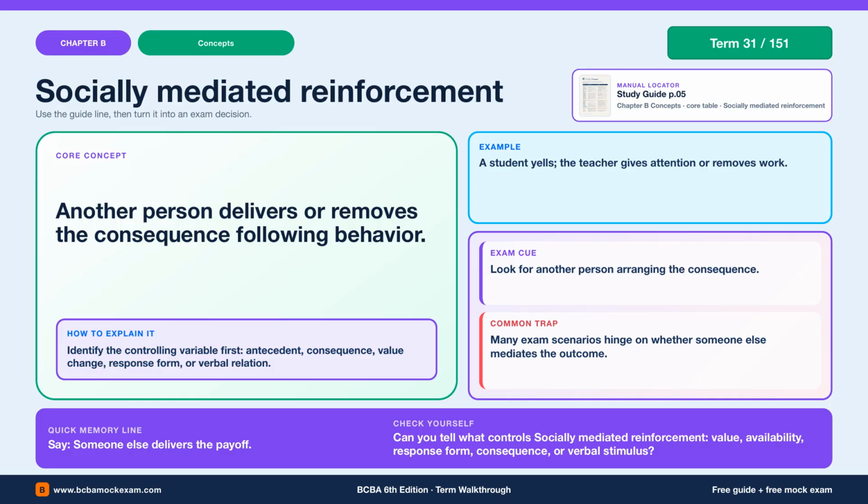Socially mediated reinforcement. Socially mediated reinforcement means another person delivers or removes the consequence. For example, a student yells. The teacher gives attention or removes work. If yelling increases, the consequence was socially mediated. The exam cue is another person arranging the outcome. The trap is focusing only on whether the consequence is attention, escape, or access. First ask whether someone else mediated it. Memory line: someone else delivers a payoff.